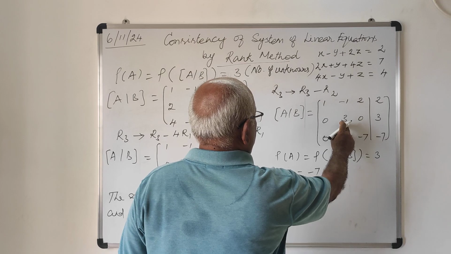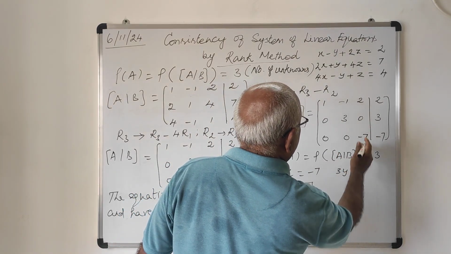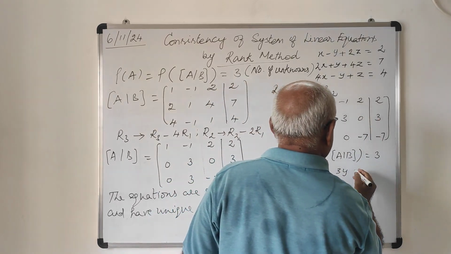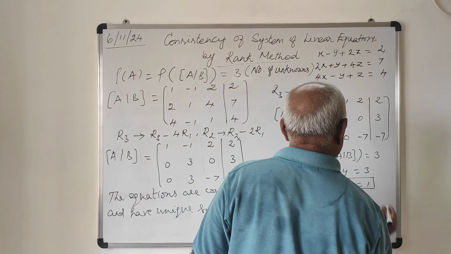Similarly, the second element, 3y, has no z term, no x term. Therefore, 3y equal to 3. From this, you get y equal to 1. So, z equal to 1, y equal to 1.